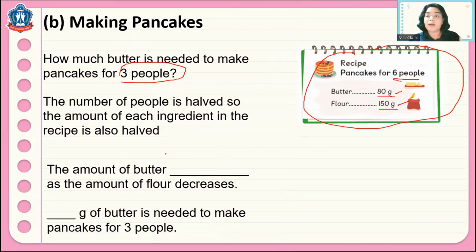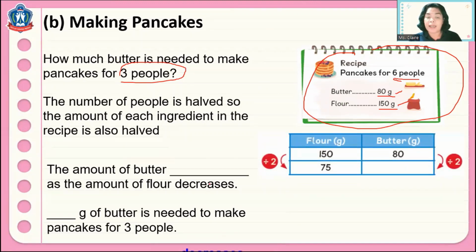So, the amount of butter, therefore, decreases, right? As the amount of flour decreases. Therefore, if we have 150, the half is 75. The half of 80 is 40 grams. Therefore, 40 grams of butter is needed to make pancakes for 3 people.